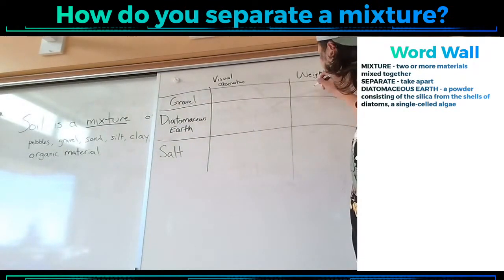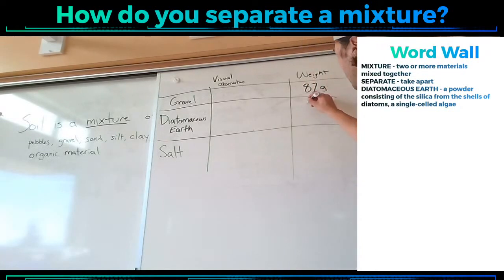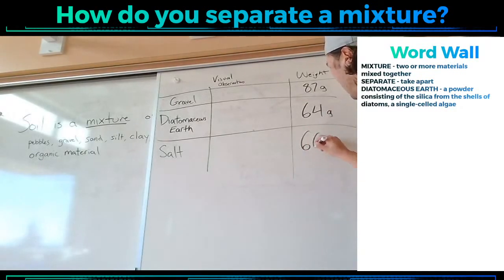So we had gravel, the weight is 87 grams. Diatomaceous earth was at 64 grams. Salt and water solution was at 66 grams.